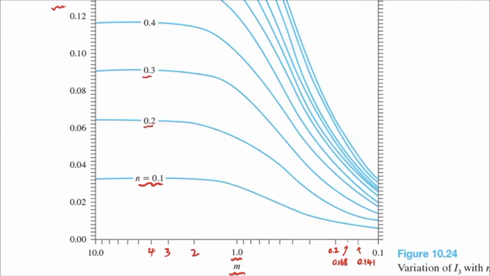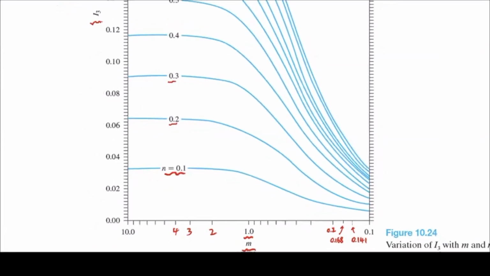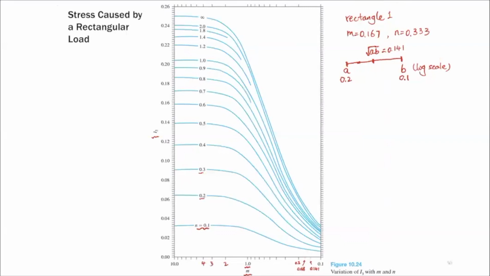That's a geometric mean between 0.2 and 0.141. And then remember the M value for our problem for rectangle 1 is 0.167, so it's very close to this 0.168. So that's fairly close. Let me zoom out a little bit. Then we can draw a vertical line corresponding to this M of 0.167. So that's the M value.